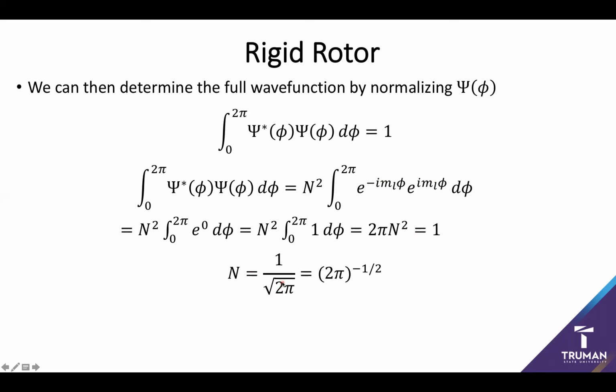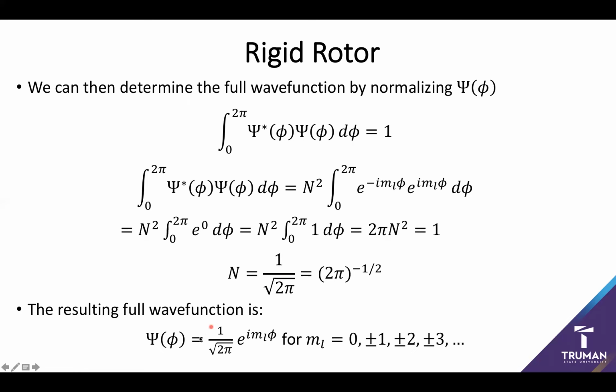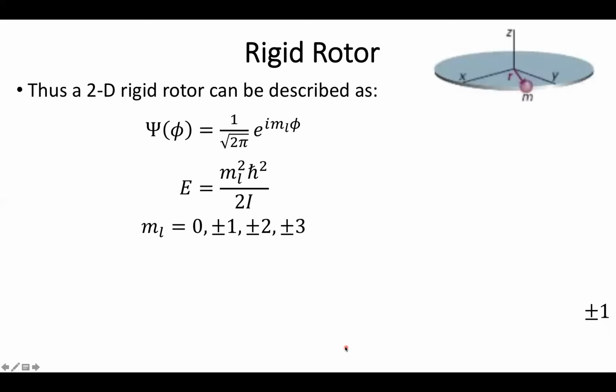So our resulting wave function, in the general form, is just going to be our new normalization constant times the exponential of i times our quantum number times phi. And our quantum number can range over any real integer, positive or negative. So it's quite an impressive little series we have here. So this gives us an actually pretty robust description of 2D rotation by a rigid rotor.